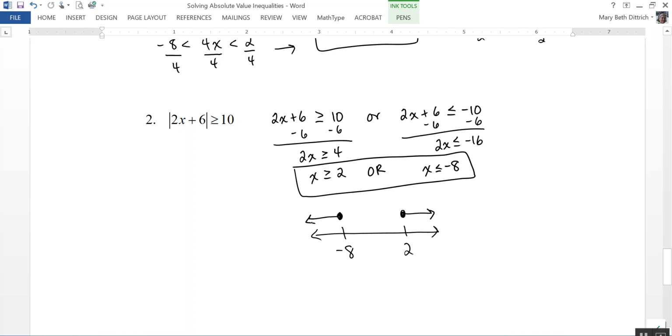So in this video, we took a look at how to solve an absolute value inequality by rewriting it as a compound inequality.